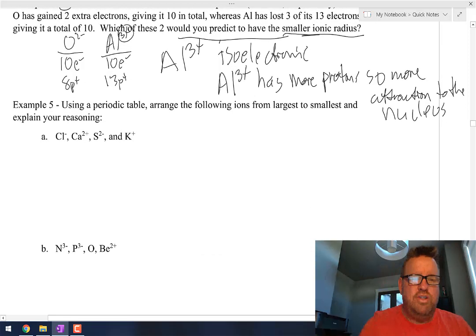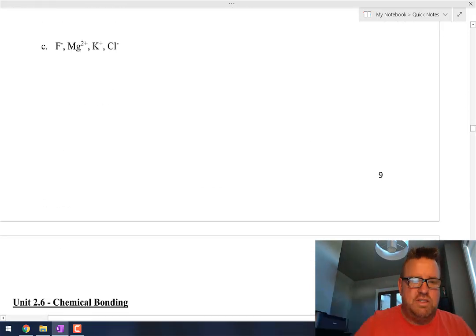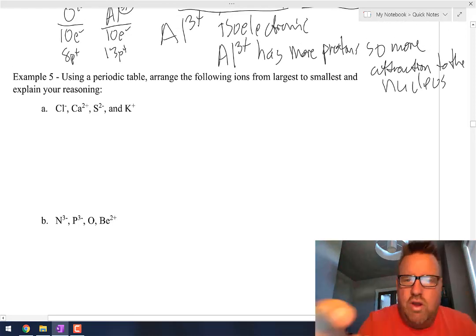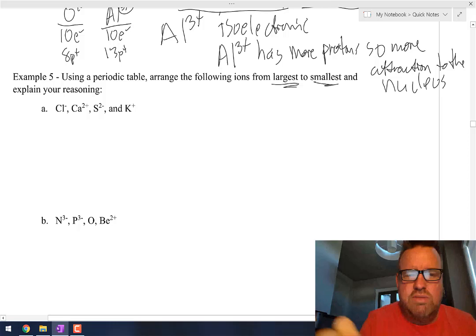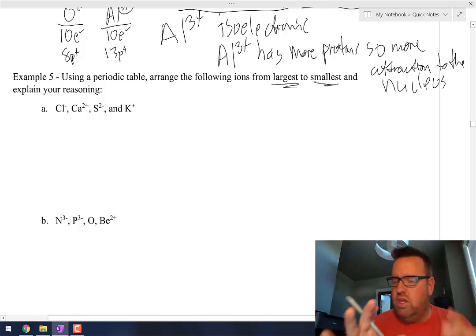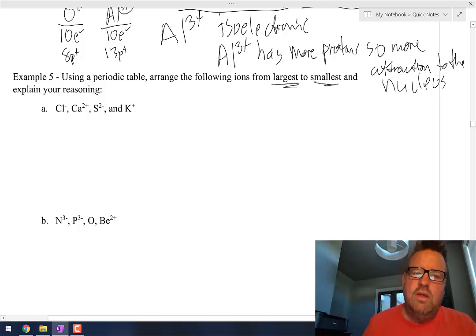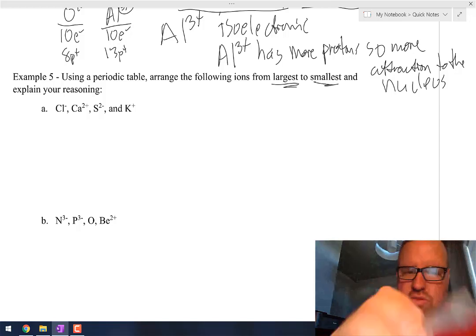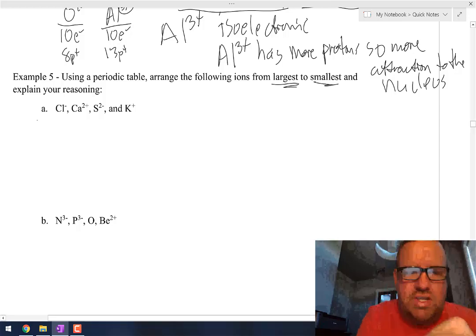All right, and then here are some examples of this: A, B, C, and then we will be done. We want to go from largest to smallest, and we need to do this based on where they are on the periodic table, but also the number of protons and electrons. So let's go through this.